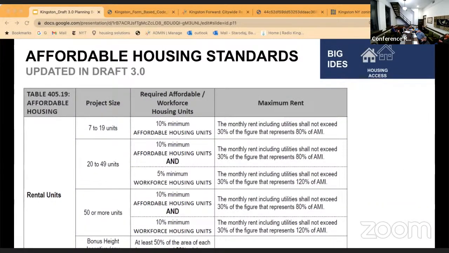Just want to point out, currently, we have affordable housing standards, meaning a certain percentage of units must be affordable. We are carrying that forward with some modifications. These would only apply to projects with 7 or more units. And there's a gradual buildup as you increase in the number of units.